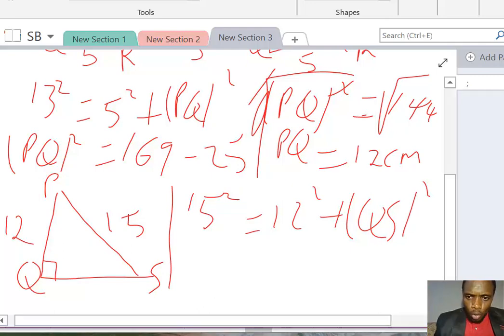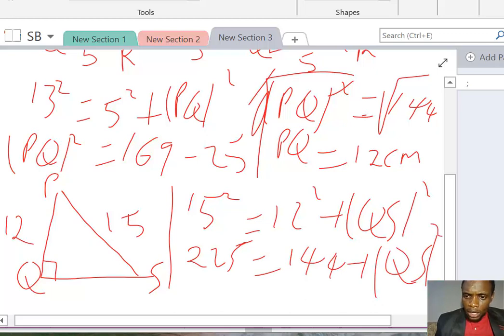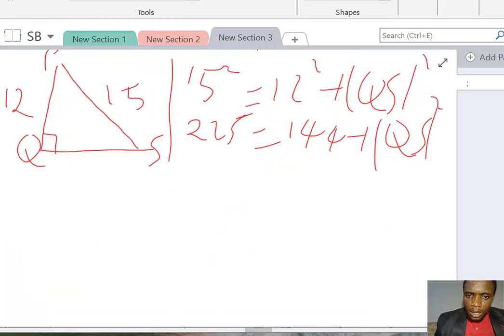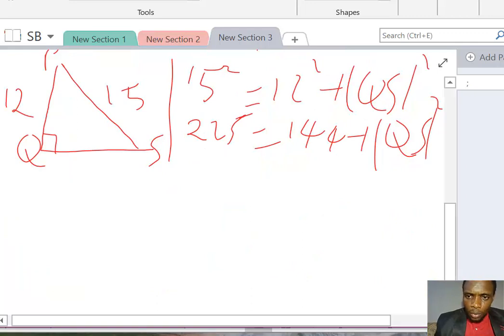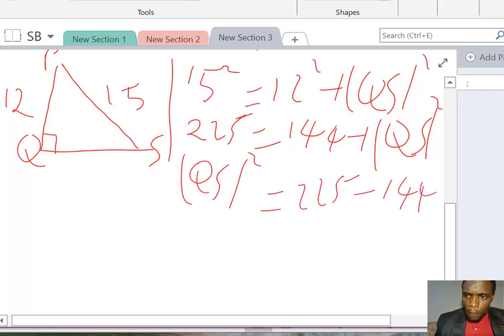That is 225, which is equals to 144 plus QS square. So if you collect like terms, we'll be having QS square equals to 225 minus 144. If you subtract that, you are going to get 81, right? So we'll be having QS square equals to 81.